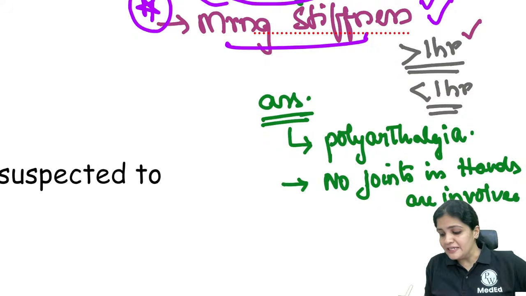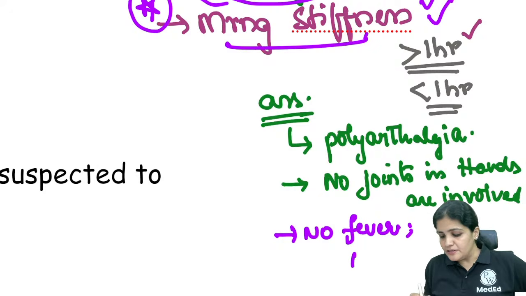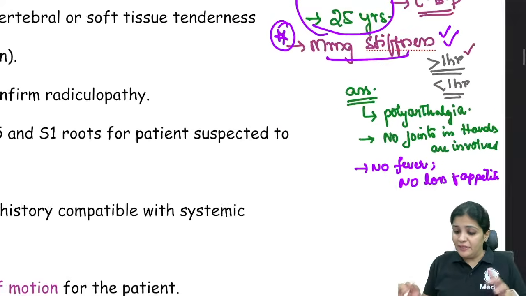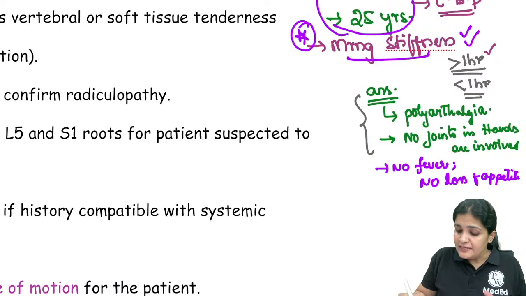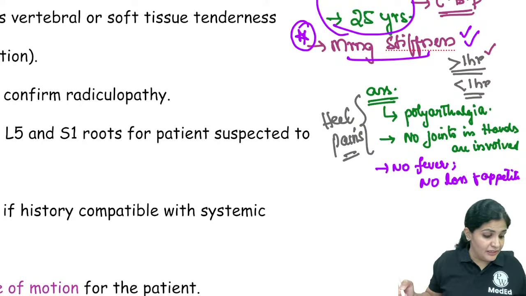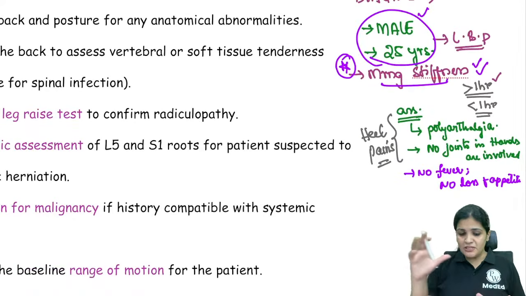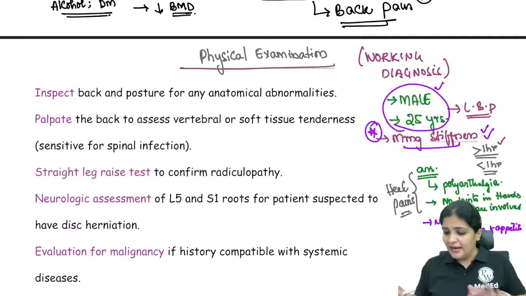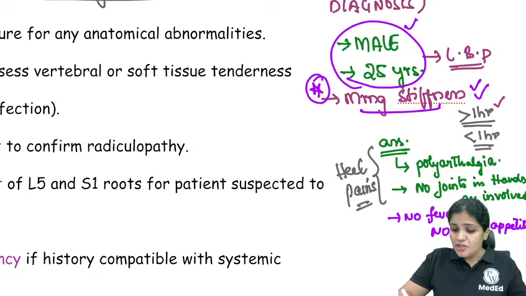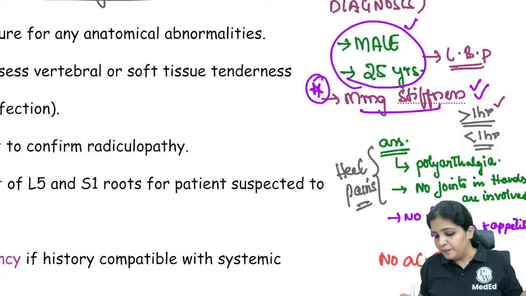And then you will ask about systemic symptoms. Then he will tell you there is no fever and no loss of appetite. But when I ask about other joints, he will tell me sometimes I have these heel pains. So sometimes he's having heel pains. This is mainly the history I took. And now I asked the social history. Everything is not significant. There is no alcohol, there is no smoking, and all those. No alcohol, no smoking. He's not obese.